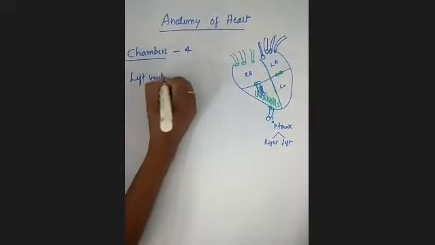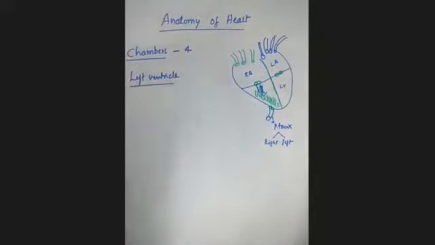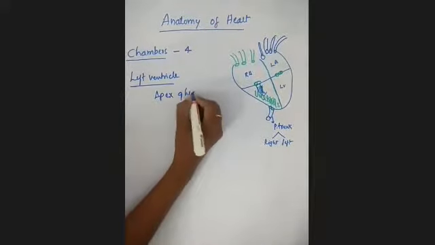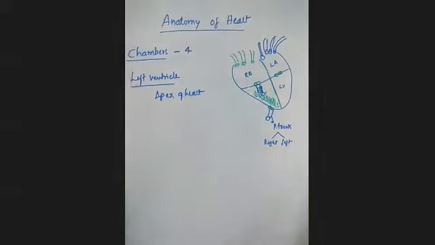Left ventricle. It forms most of the apex of the heart. It also has the trabeculae carneae, chordae tendineae, and papillary muscles, as we saw in the right ventricle. The same structures are present in the left ventricle also.